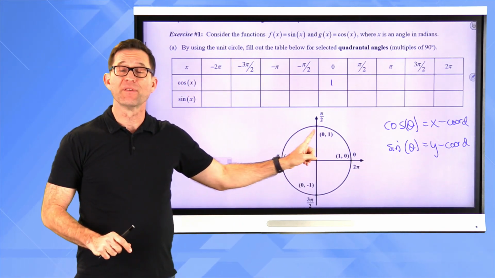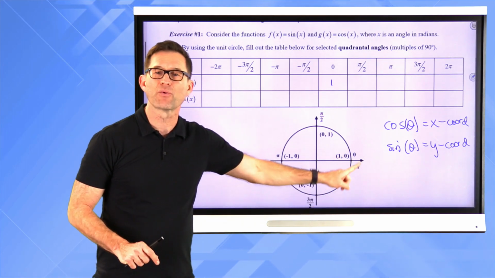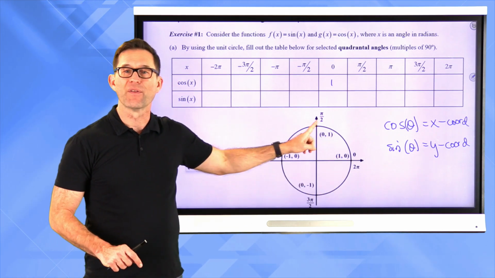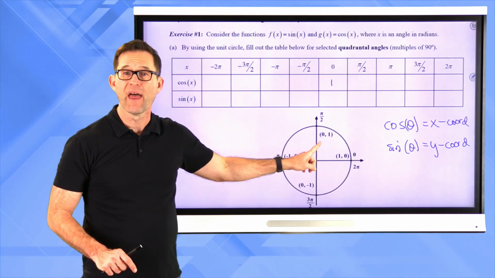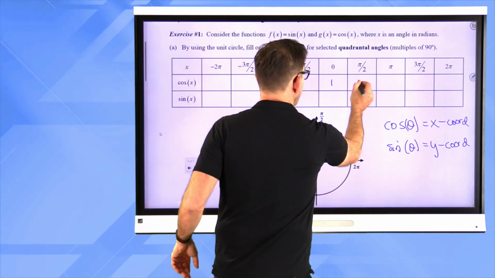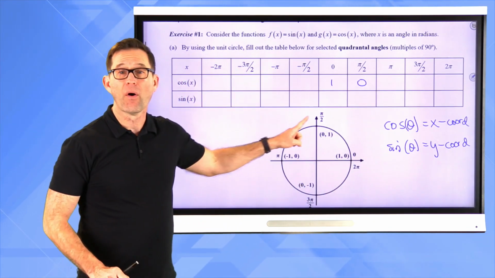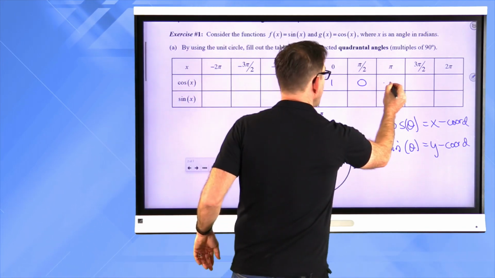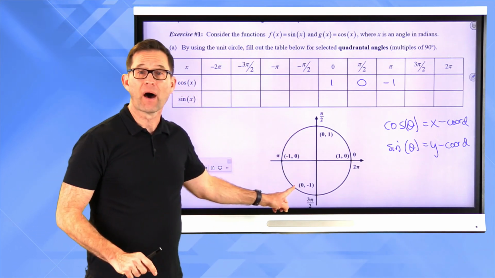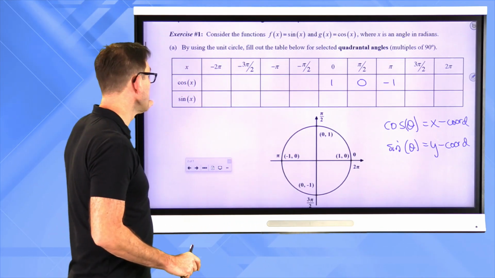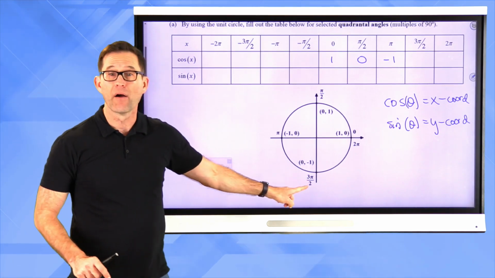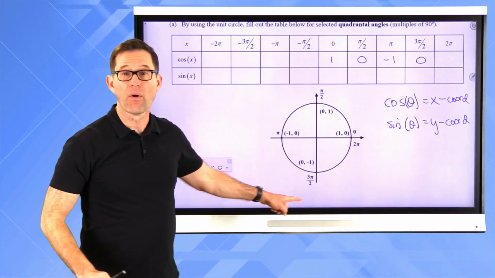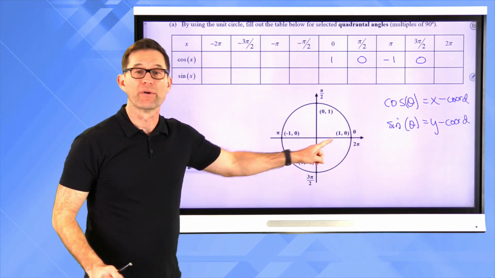Then I move to the top of the circle, and we're going to travel in a positive direction initially, counterclockwise. So I go to the top of the circle, pi over 2 radians, and now my x-coordinate is equal to 0. I then travel all the way to 180 degrees or pi radians, and now my x-coordinate is -1. And then I travel down to the bottom of the circle, 3 pi over 2, and now my x-coordinate is back to 0. And then I travel all the way to 2 pi, and my x-coordinate is back to 1.